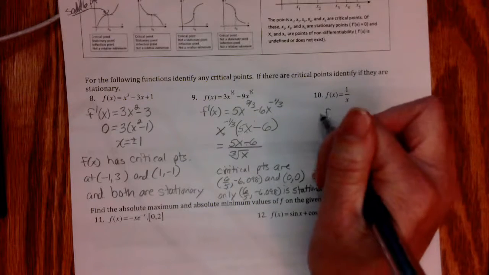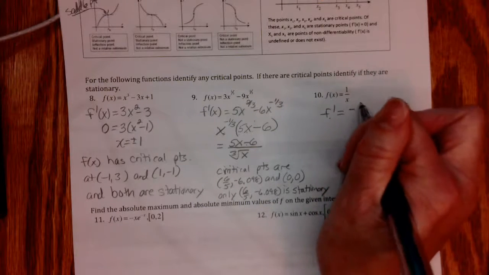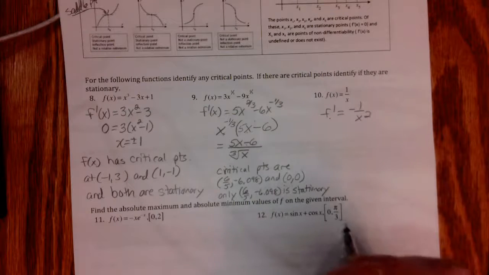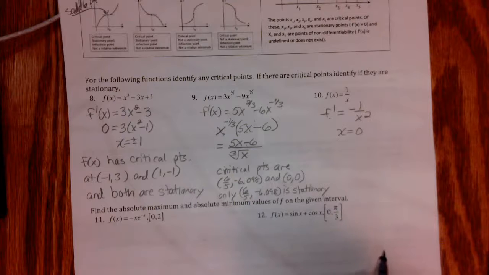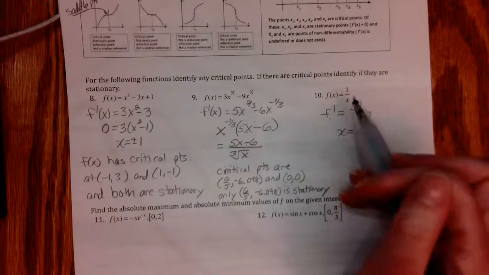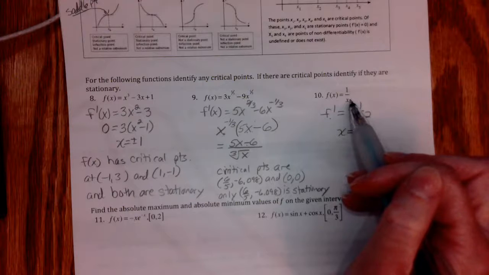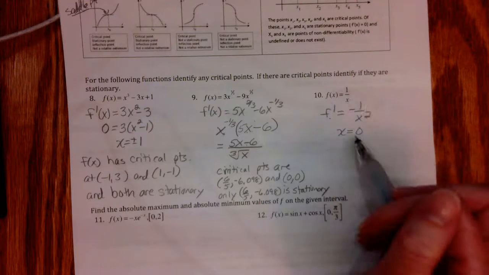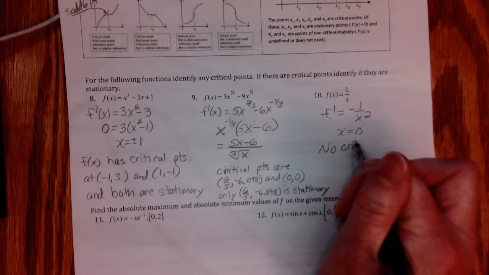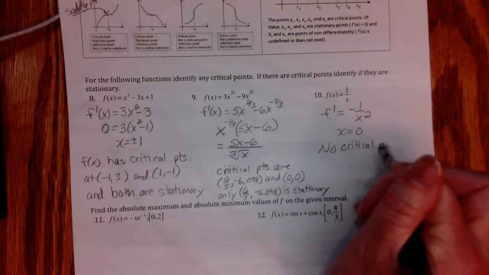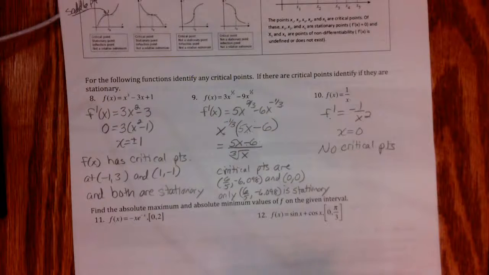The last one, I take the derivative, and I get negative 1 over x squared. So I might be tempted to say x equals 0 is a critical value. However, x equaling 0, when I look back in the original, I can't divide by 0, so this is not a critical point, because on the original, it was undefined.